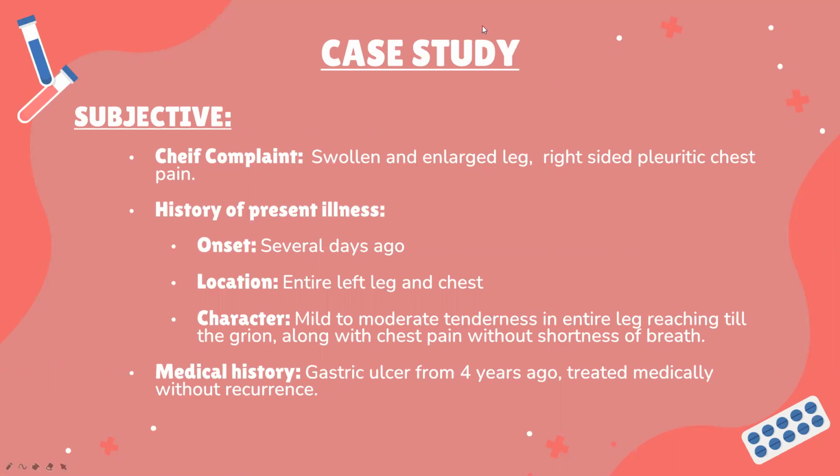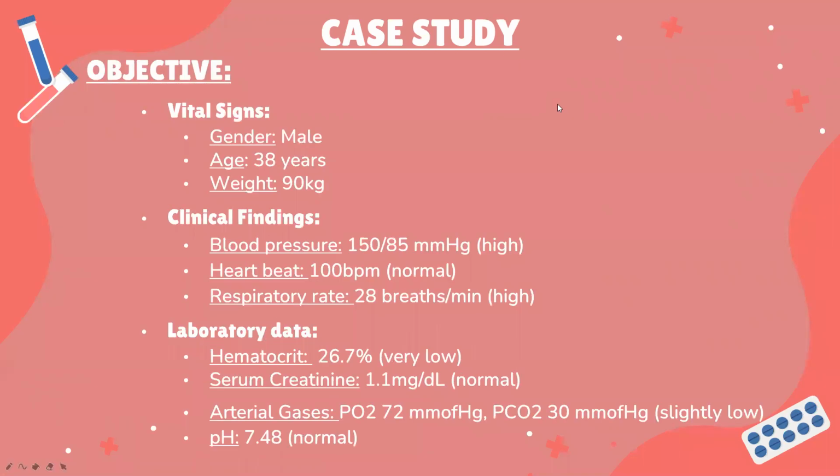But now we will move on to the objective symptoms. So basically, his vital signs include a 90-kilogram weight, and his blood pressure is higher than usual. We already know that normal blood pressure range is 120 by 80. Here it is high, but his heartbeat is normal. His respiratory rate is also high. According to these clinical findings, we can't really prove that it is pulmonary embolism right now, as a lot of other diseases share the same common symptoms. So what we will do is we will proceed to our laboratory data.